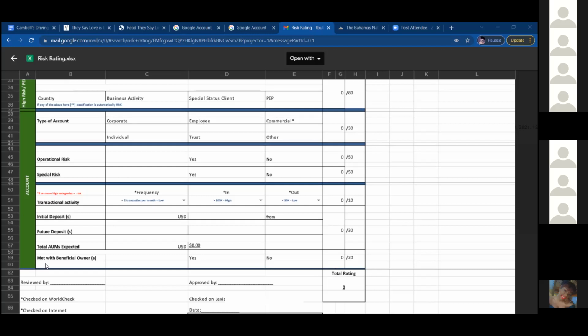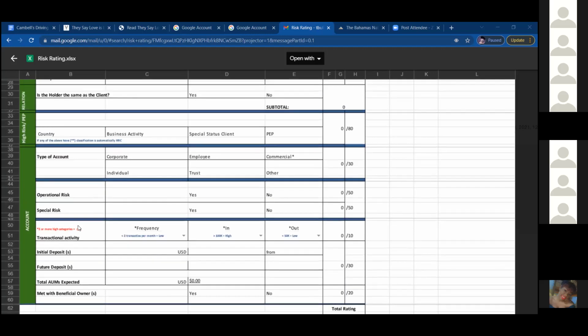And so if you did not meet the client in person, the law requires you to have the highest rating in this category. Now, that does not mean that you will be overall high risk. It just means that in that particular category, it will have the highest rating. So 20 points is the highest. You'll get 20 points if you say, no, I did not meet the client. Would a video call suffice?